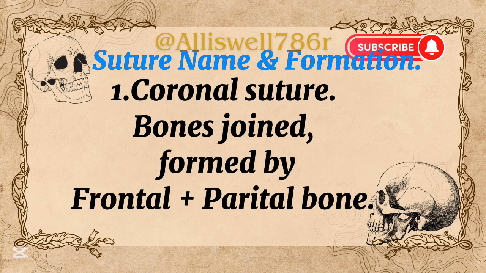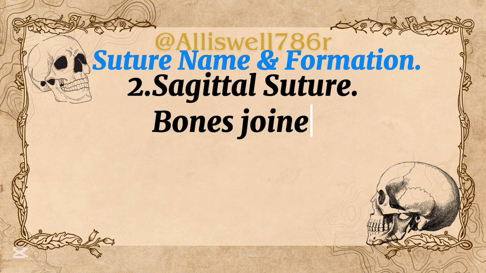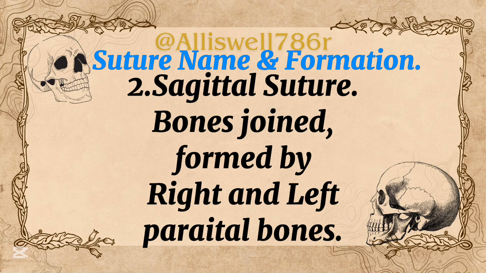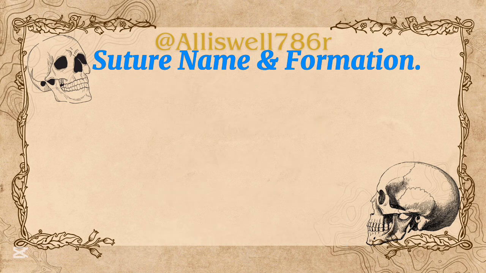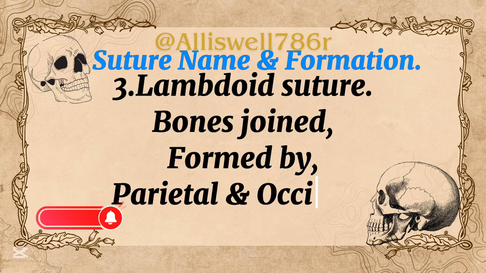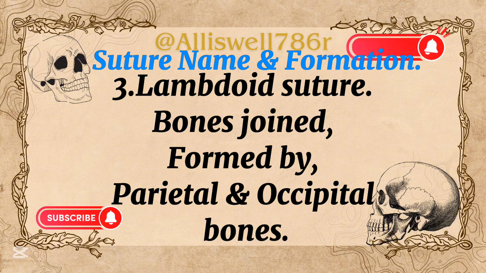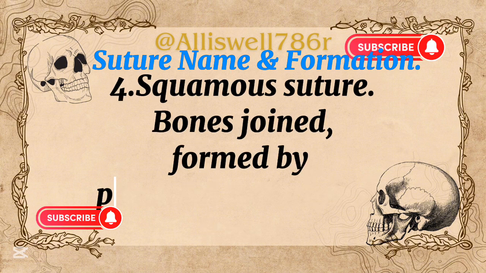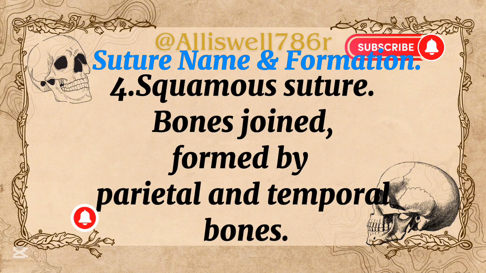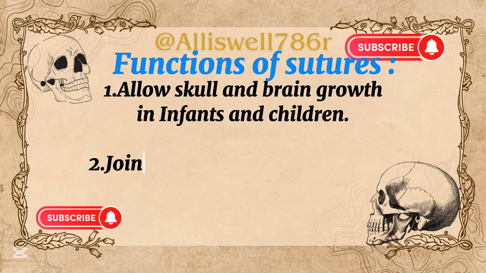Now the names and formation of sutures. Coronal suture is formed by frontal and parietal bones. Sagittal suture is formed by the right and left parietal bones. Lambdoid suture is formed by parietal and occipital bones. Squamous suture is formed by parietal and temporal bones.